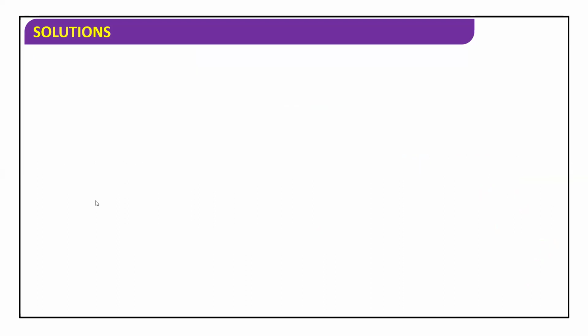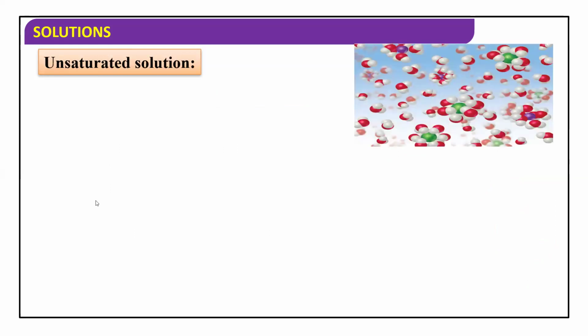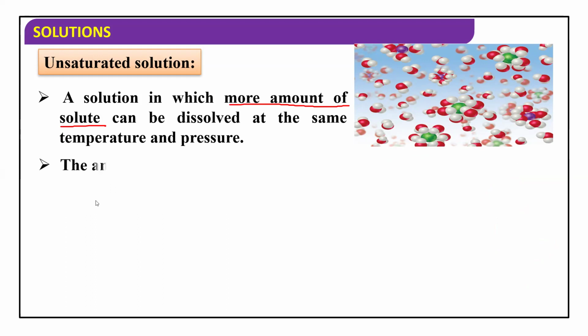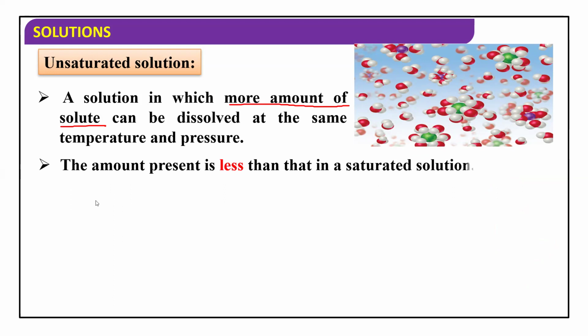Clear? Now the next thing is the unsaturated solution. What is meant by unsaturated? A solution in which more amount of solute can be dissolved at the same temperature and pressure. Still you can add some more solute into the container, which means that solution is unsaturated. The amount of solute present inside the container is much less than that in the saturated solution. Since the amount is very less, we can add more of the solute.